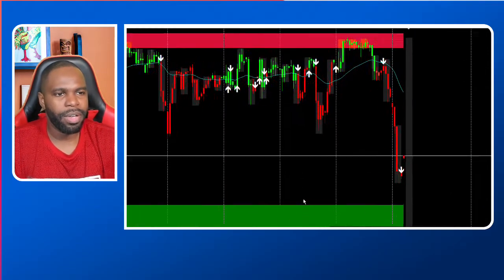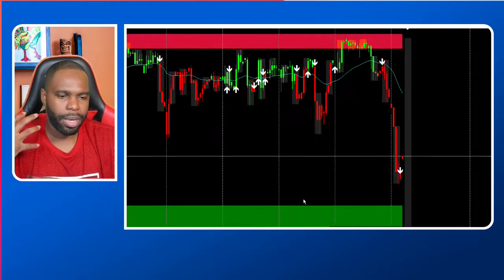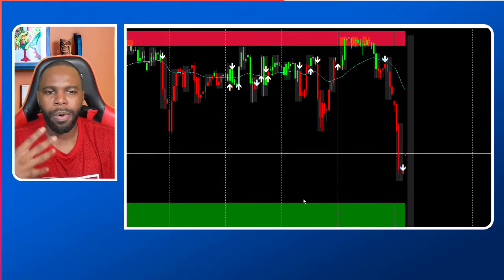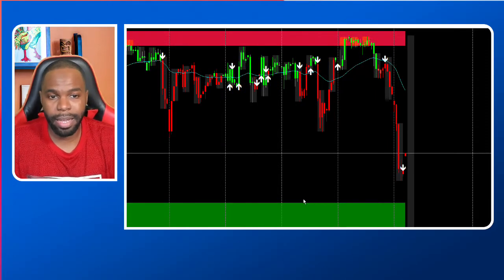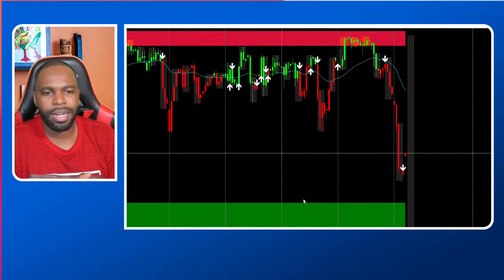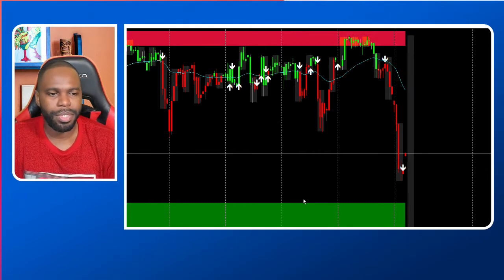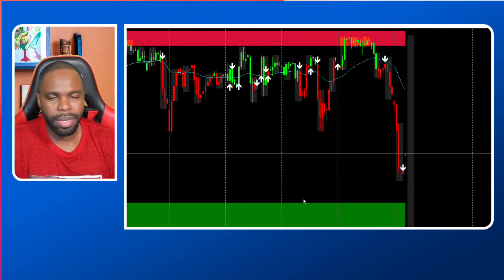So it's very, very simple, and it gives you a clear picture of where the market could possibly be heading. Like I said, it's not 100% right all the time, but it can give you an idea, and it can also increase your chances on where the market is going to be heading if you take a trade in that direction.